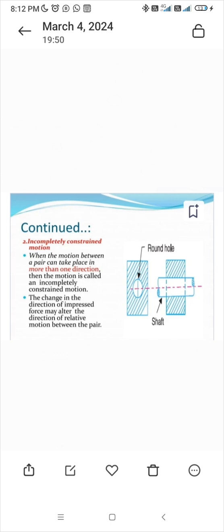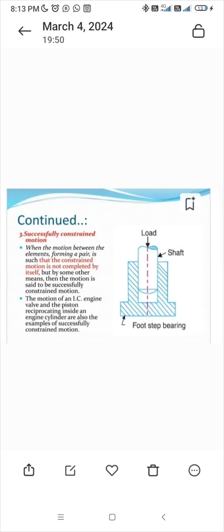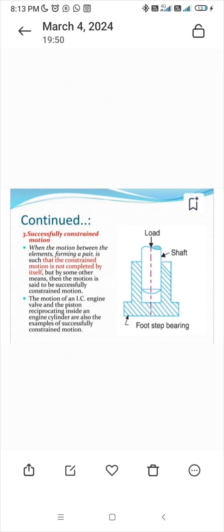A circular shaft moving in a circular hole, as shown in the figure here, has two types of motions: one is rotary motion and the other is reciprocating motion. Reciprocating motion means sliding motion. This motion is incompletely constrained and both motions are independent of each other. So this is called incompletely constrained motion. And the final motion is successfully constrained motion. What is meant by successfully constrained motion? When the motion between the elements is not completed by itself but by some other means, then the motion is said to be successfully constrained motion.